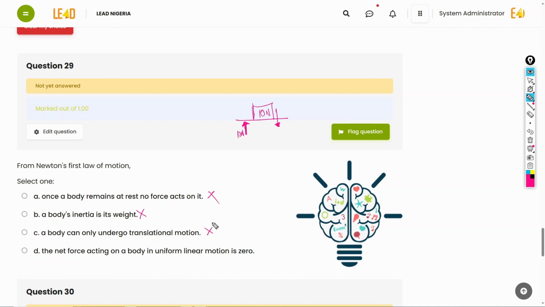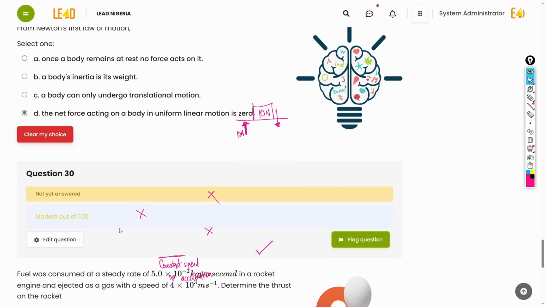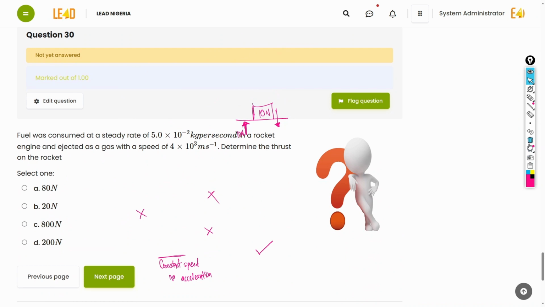You can undergo translational, random, oscillatory, whatever kind of motion you want to undergo. D says the net force acting on the body in uniform linear motion is 0. So this is correct. All right. So if the motion is uniform, that means it's at constant speed, which also means no acceleration. So the correct answer here is D. D is the correct answer.